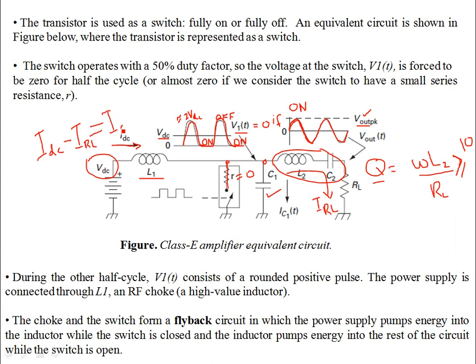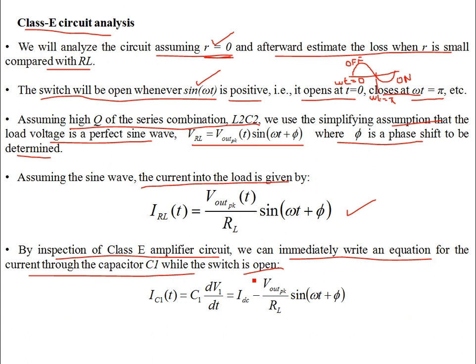In terms of the node voltage, it's not hard to see that this is equal to C1 dV1/dt. So that's your first equation for the current through the capacitor when the capacitor is not shorted out, once the switch is open, which means the transistor is not conducting. This is IC1 expressed in terms of the node voltage V1, C1 dV1/dt, that is IDC minus IRL, which you have seen before. This is sinusoidal. So IDC minus IRL gives you the current through the shunt capacitor C1.